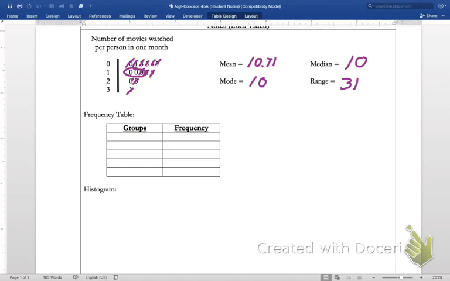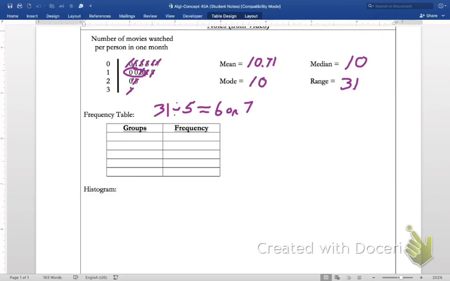So now what we want to do is we want to make a frequency table, but instead of listing all the data individually and seeing how many there are, what we can do is we can group them. So we're going to try to create about 5 groups here. So since we have a range of 31, and if we divide that by 5 groups, we get about 6 or 7 for each group. So let's go with 6.